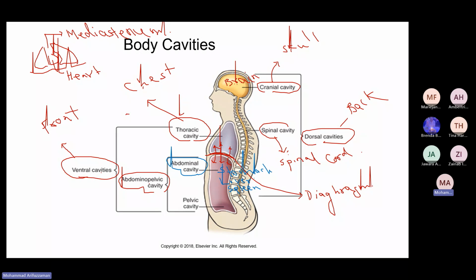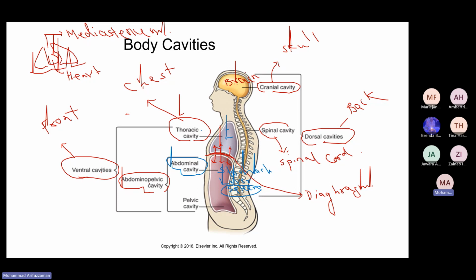Okay, now let's see. The spleen is superior to the lungs. Is it true or false? False. Okay, the lungs are in the thoracic cavity, and the spleen is in the abdominal cavity. Now, relative relationship: the spleen is superior to the lungs is false. The spleen is inferior to the lungs. Inferior means below. So the heart is inferior to the stomach. That is false. The heart is superior to the stomach.